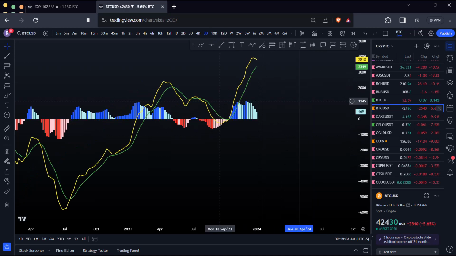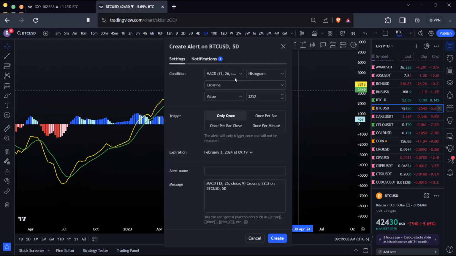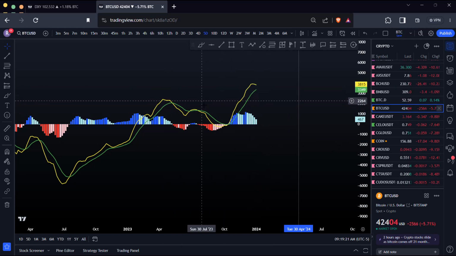I'm going to go to the 5-day. I'm going to set an alert on the 5-day, MACD crossing the MACD signal. What this just did on a 5-day chart is an alert will come up notifying you when the shorter time moving average is going to death cross the longer time moving average. On my colors, it's yellow and green.